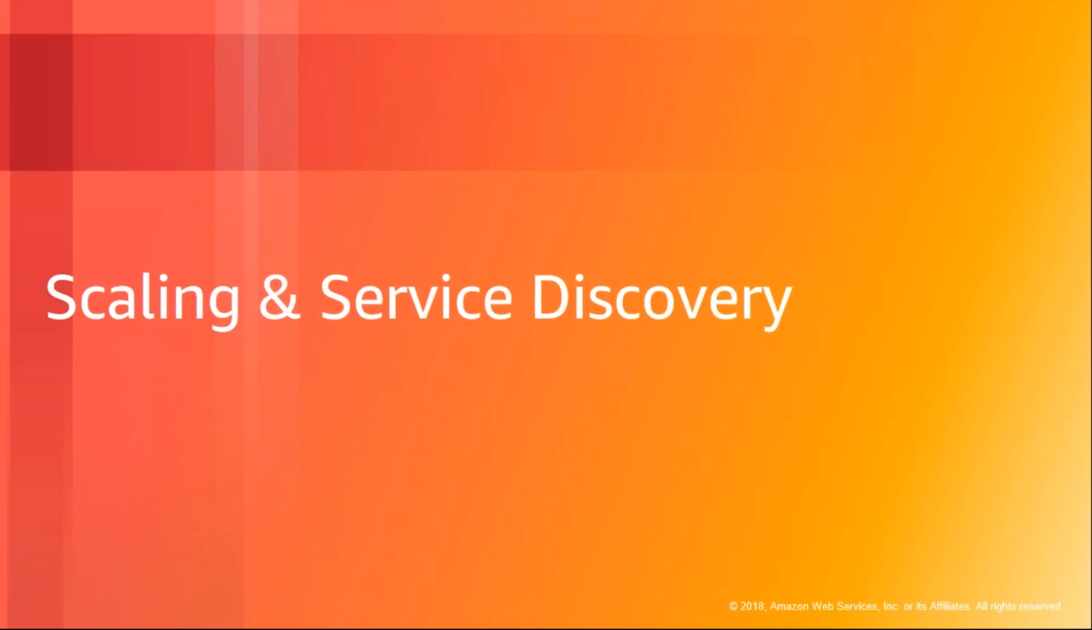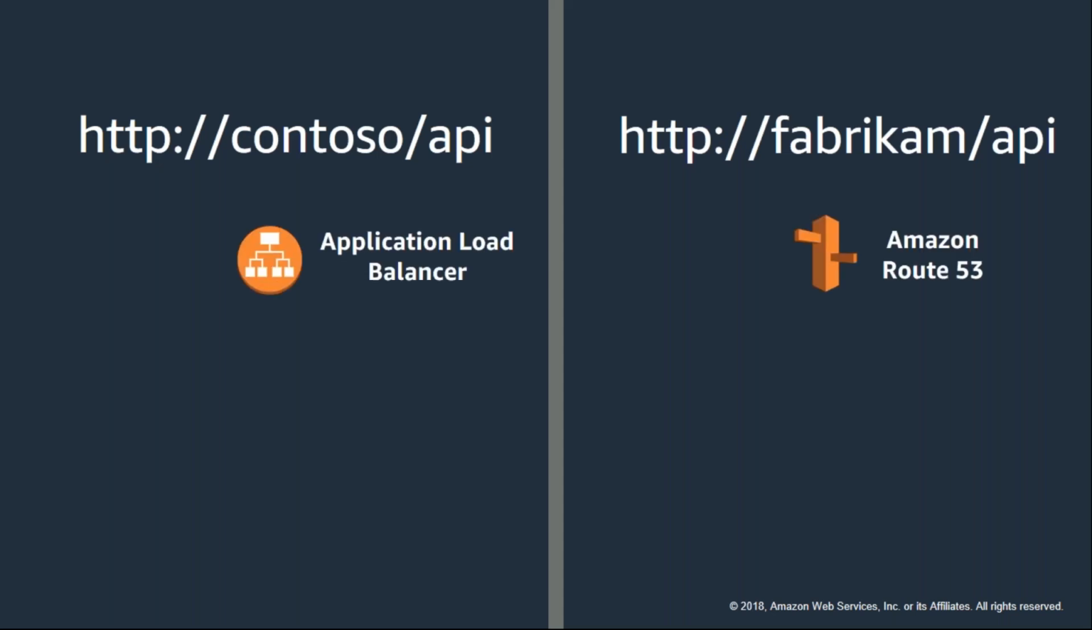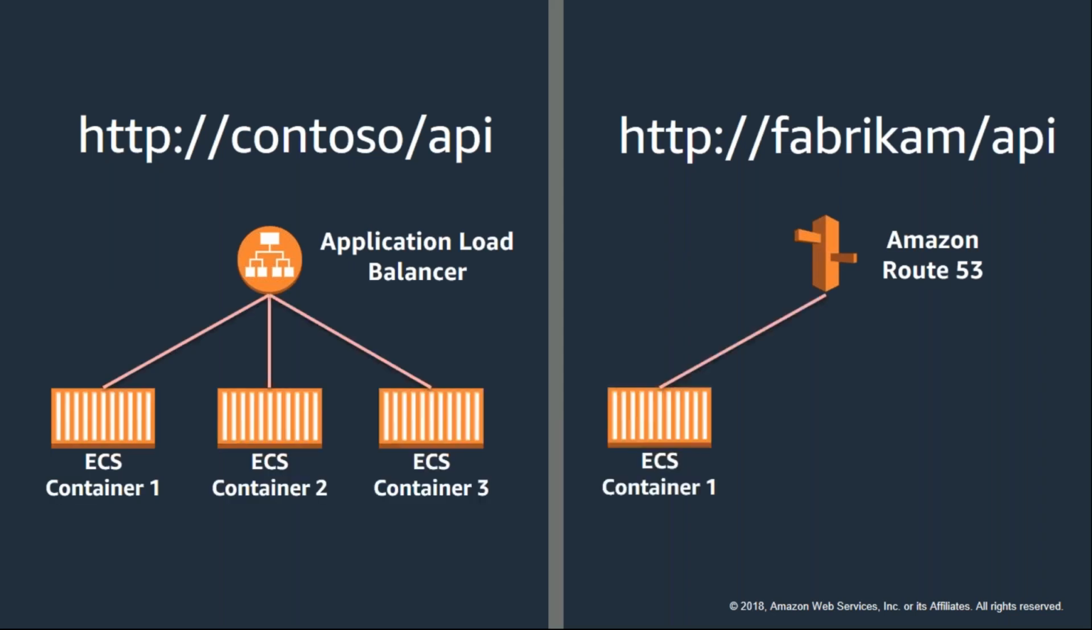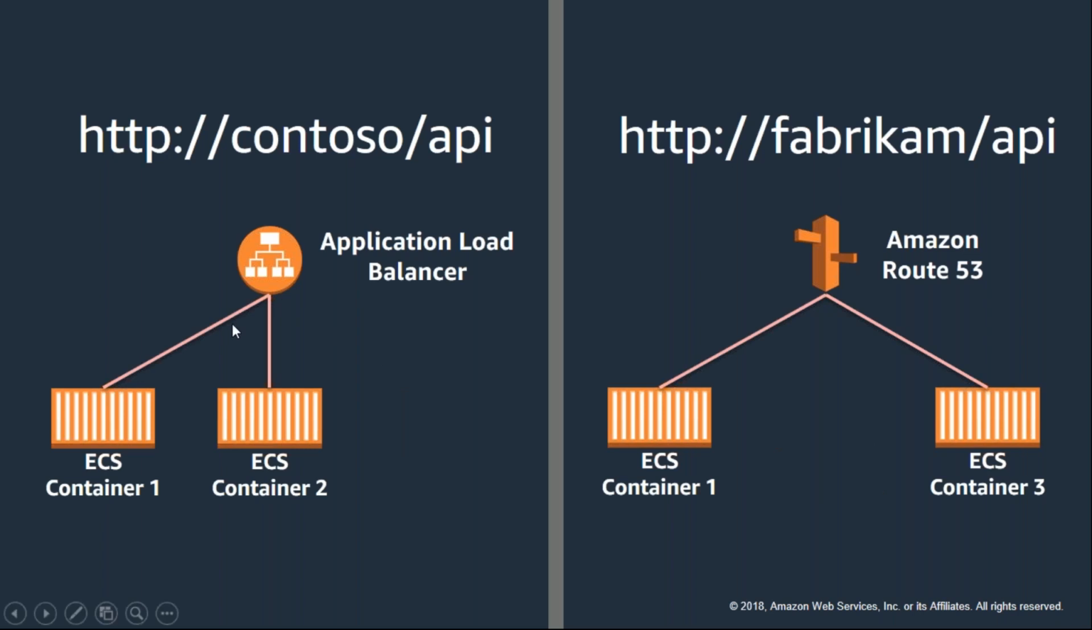Scaling and service discovery is another important topic. You are going to expose your API endpoints with some URLs, and they may be behind an application load balancer or a DNS system like Route 53. So when your container starts, it's transparent to your API endpoint. Your application will continue to function. When containers are shut down and some are running, your APIs are still going to work fine. You can discover your application endpoints using these DNS entries.